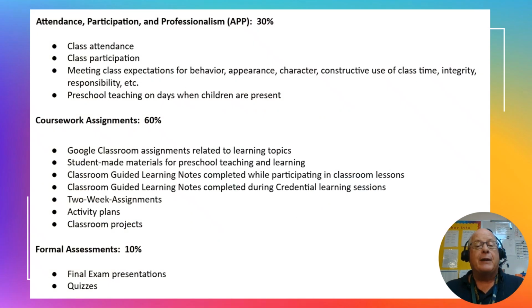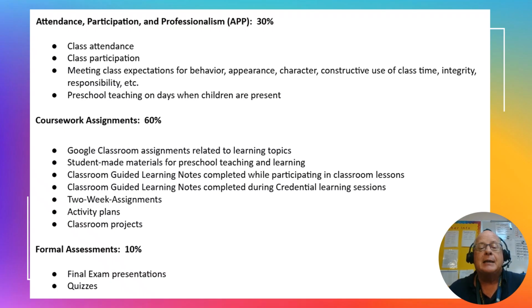The next section of the syllabus is on how you will be graded for this class. So 30% of your grade is going to be based on what I call attendance, participation, and professionalism. So class attendance simply means showing up. I strongly encourage you to show up every single day when we have class, because you have to show up to succeed. Class participation is another part of this. From time to time, I will ask questions, and I want for you to be able to respond to those questions. From time to time, we're going to do activities together, and we want you participating.